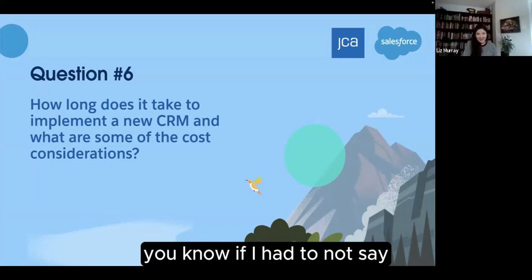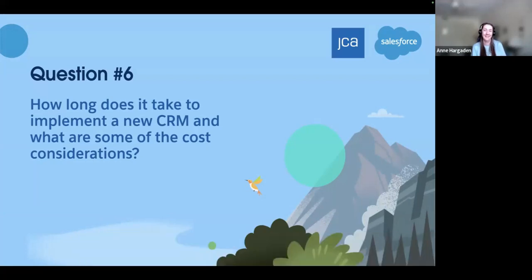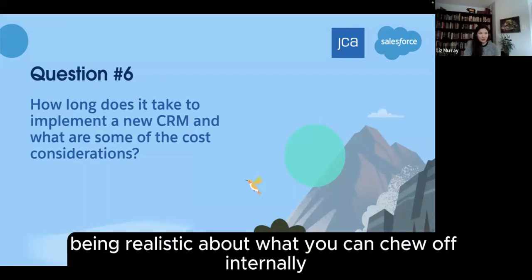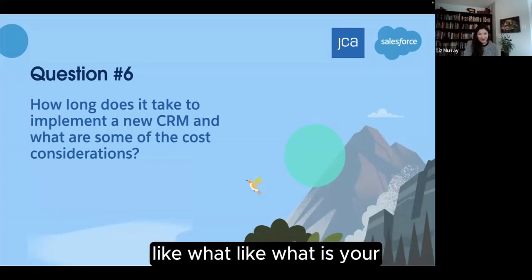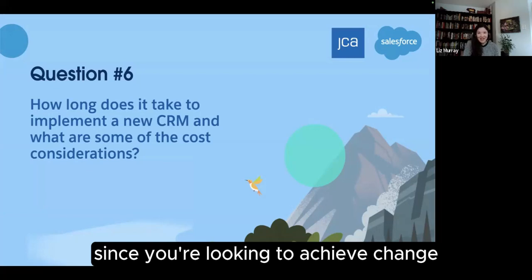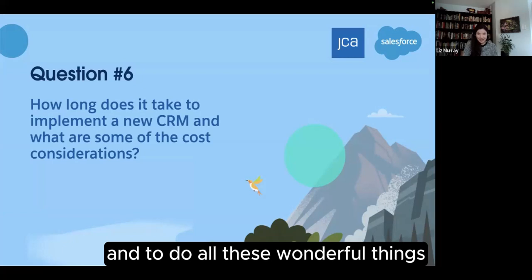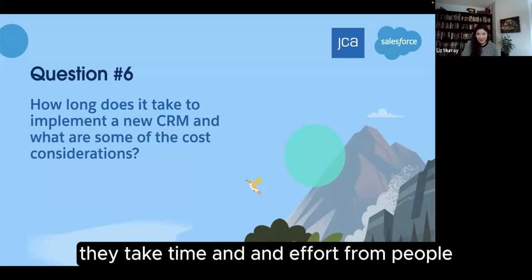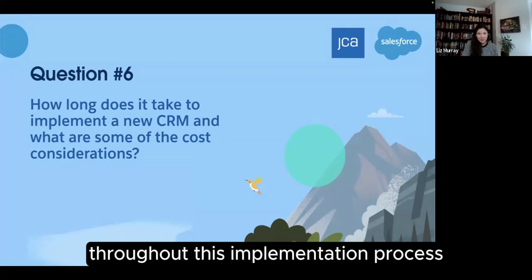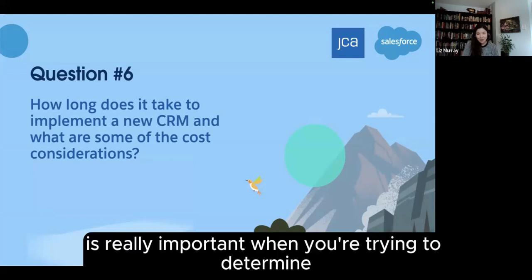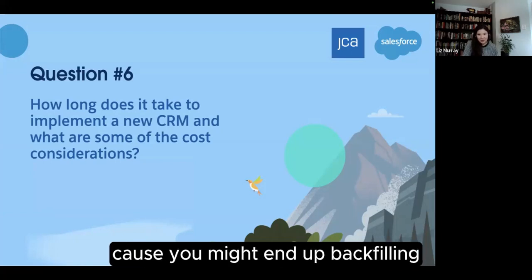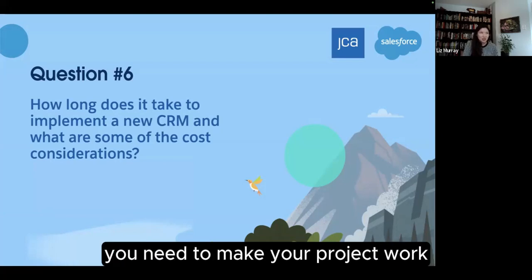If I had to not say it depends and just give an answer to this question, I would say 6 to 18 months is what I would feel comfortable with in terms of how long it takes. Because part of it is really being realistic about what you can chew off internally. This takes a lot of work to implement a new system, and especially since you're looking to achieve change and to see improvements and to automate and to do all these wonderful things, they take time and effort from people. And you still have your day-to-day jobs that you need to be supporting throughout this implementation process. So factoring that part in is really important when you're trying to determine how long it's going to take, and then also how much it's going to cost, because you might end up backfilling for some of your positions or hiring consultants or whatever you need to make your project work.